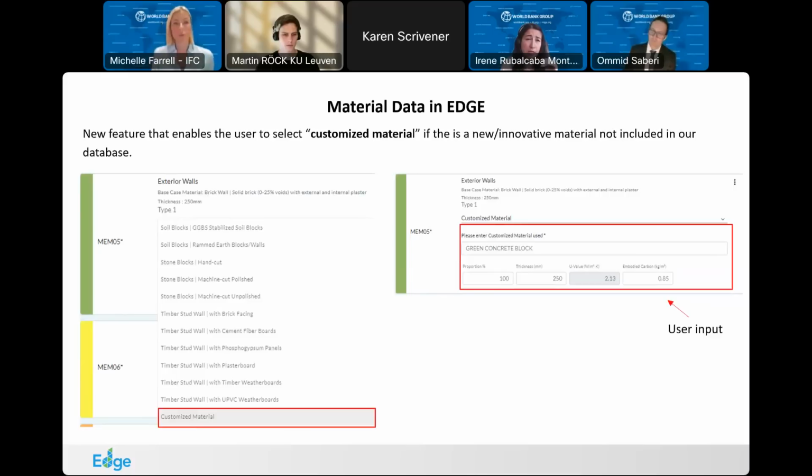Like you can see, this is what the user will see, the list of elements depending on the module that is being assessed, the exterior walls, interior walls. As I explained, we have different levels.